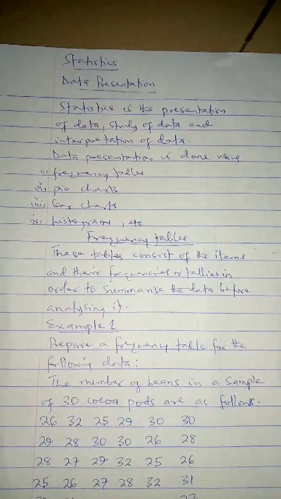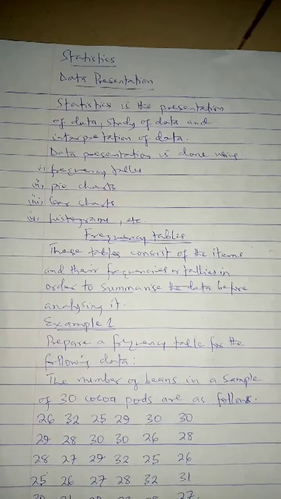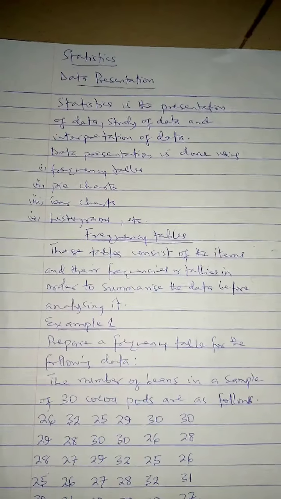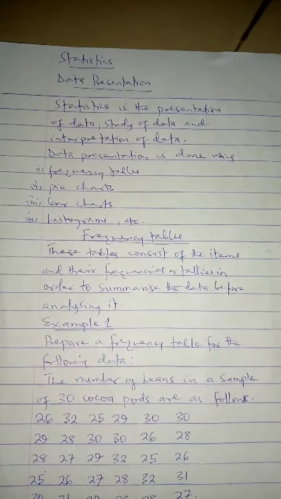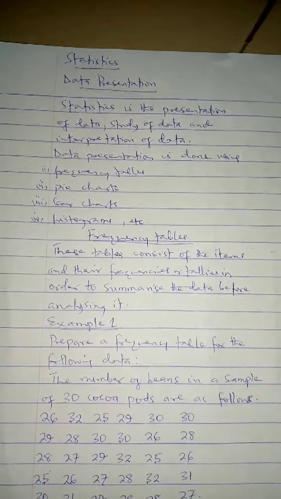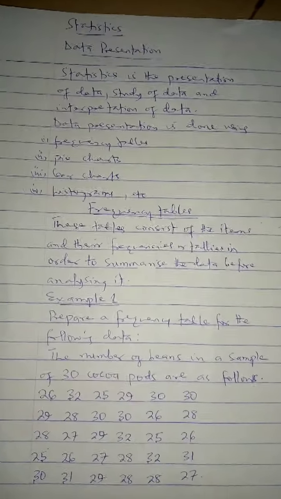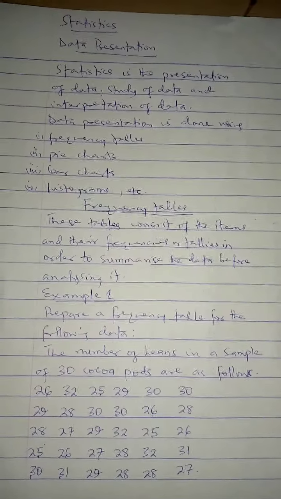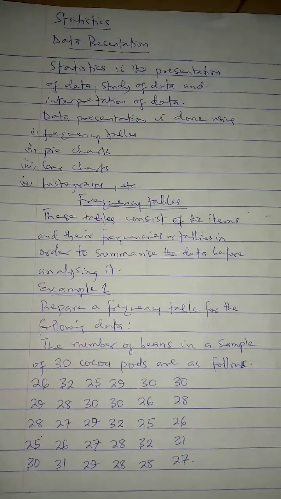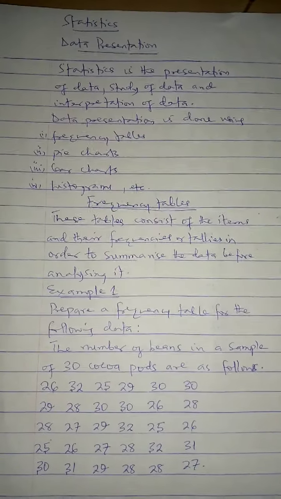Frequency tables. These are tables consisting of your items and their frequencies in order to summarize the data before analyzing it. For example, see number 1. You are to prepare a frequency table for the following data. The data is this: the number of beans in a sample of 30 cocoa pods are as follows. We have 26, 32, and so on up to the last one, which is 27.